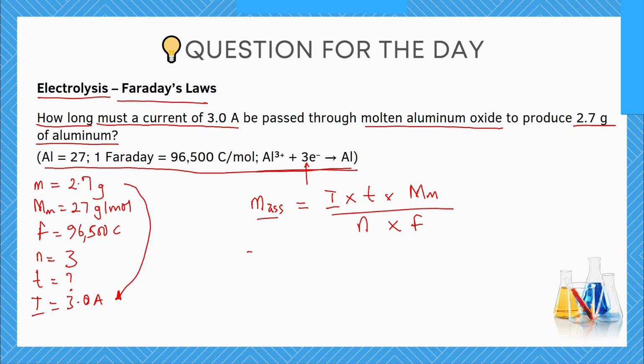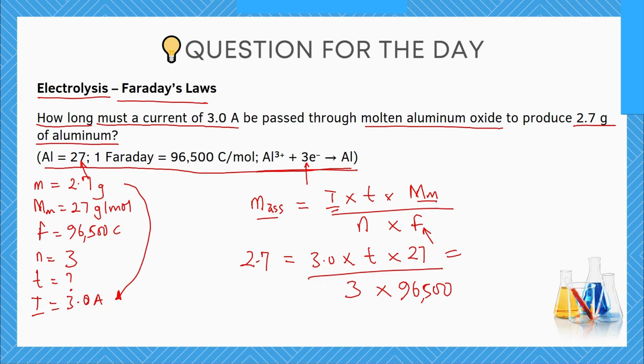So let's input our variables into this formula and get our answer. The mass over here is 2.7. This is equal to the current I is 3.0 times T, which is time, multiplied by the molar mass. The molar mass of aluminium in this case is 27 grams per mole. You can see it identified over here. Divided by the number of moles of electrons used, which was 3, multiplied by 96,500, and that is Faraday's constant.